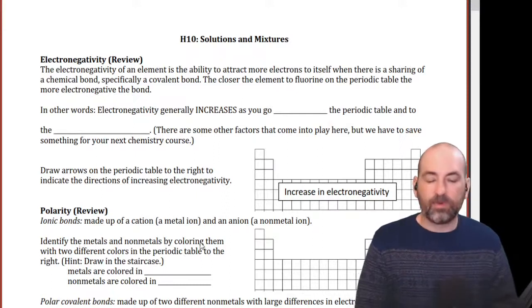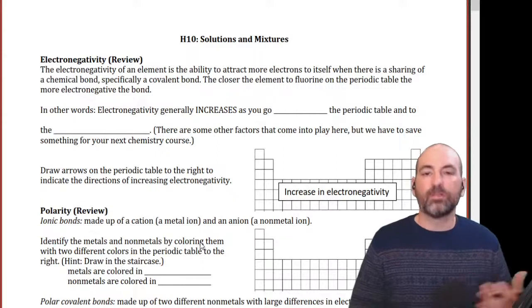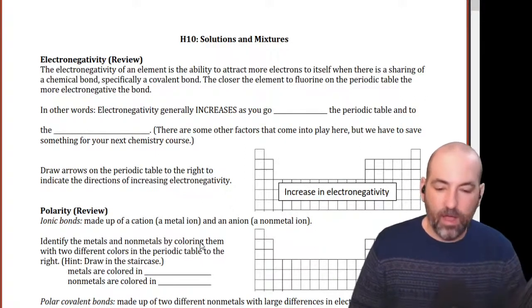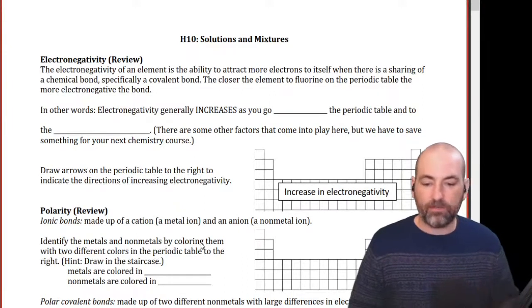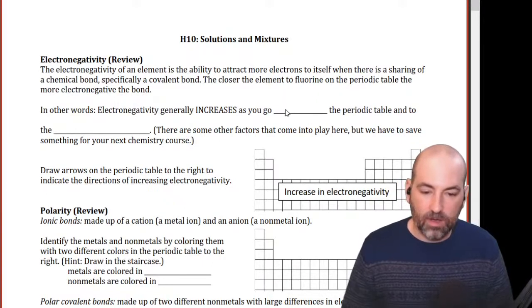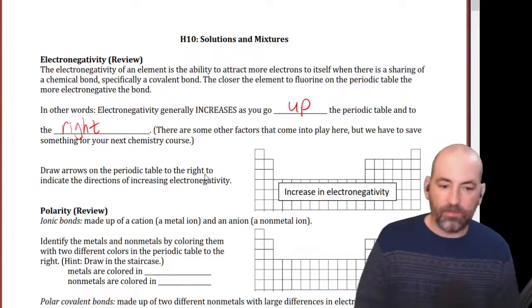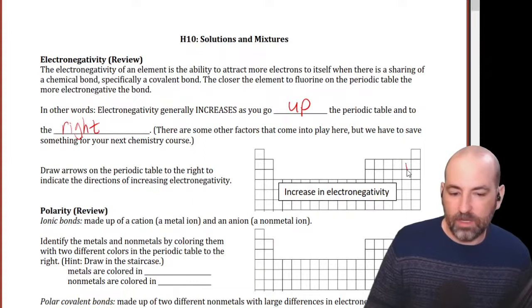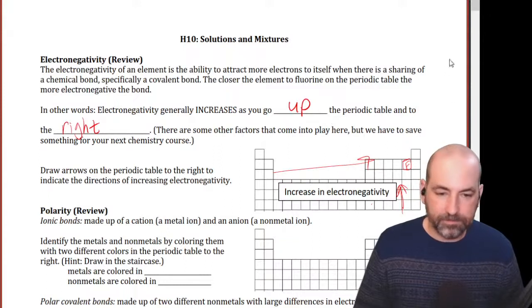As with many of our units so far, everything that we've done previously builds up to what we're going to talk about now. We can't really talk about solutions and mixtures without talking about electronegativity and polarity. So, quick review. Electronegativity generally increases as you go up the periodic table and to the right. We know that fluorine, which is right here, is the most electronegative element in the periodic table. So anything going up that way toward fluorine and over here is increasing electronegativity.